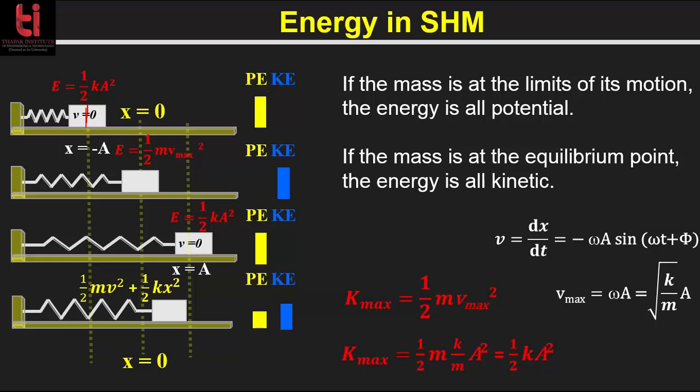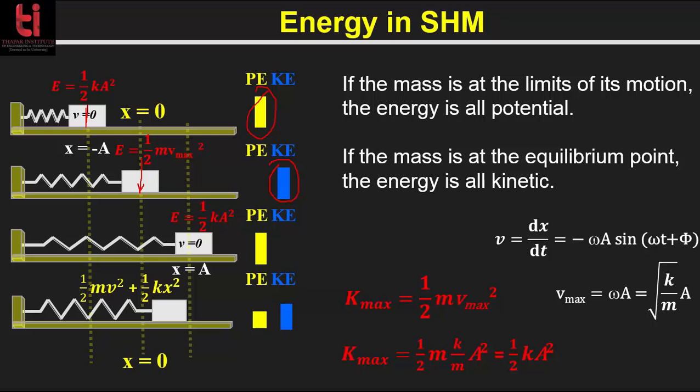So that means in this total energy, only the potential energy is contributing and you have no kinetic energy in this case. Now when you release the spring and the spring is at the equilibrium position, x is equal to 0. So the potential energy is equal to 0, and the velocity is maximum here. So the kinetic energy will be the maximum here, and that means if the mass is at the equilibrium point, the energy is all kinetic, and the potential contribution is 0.